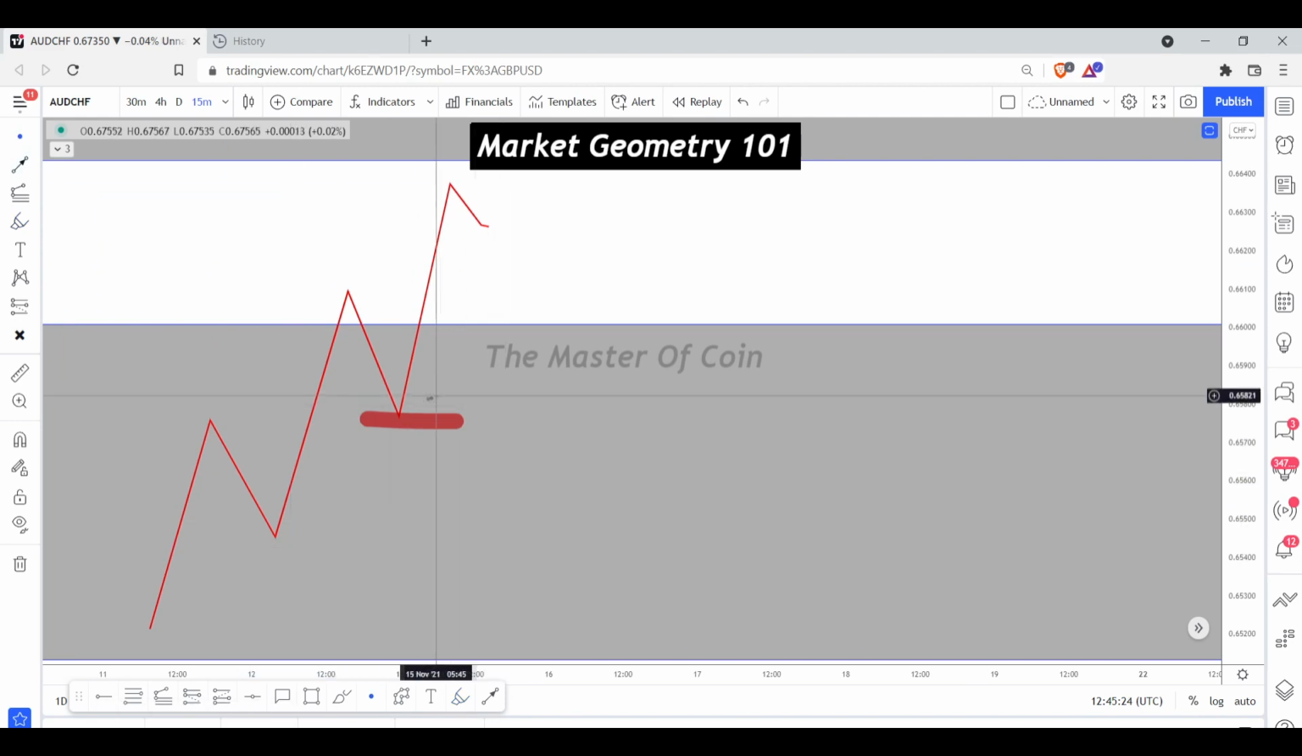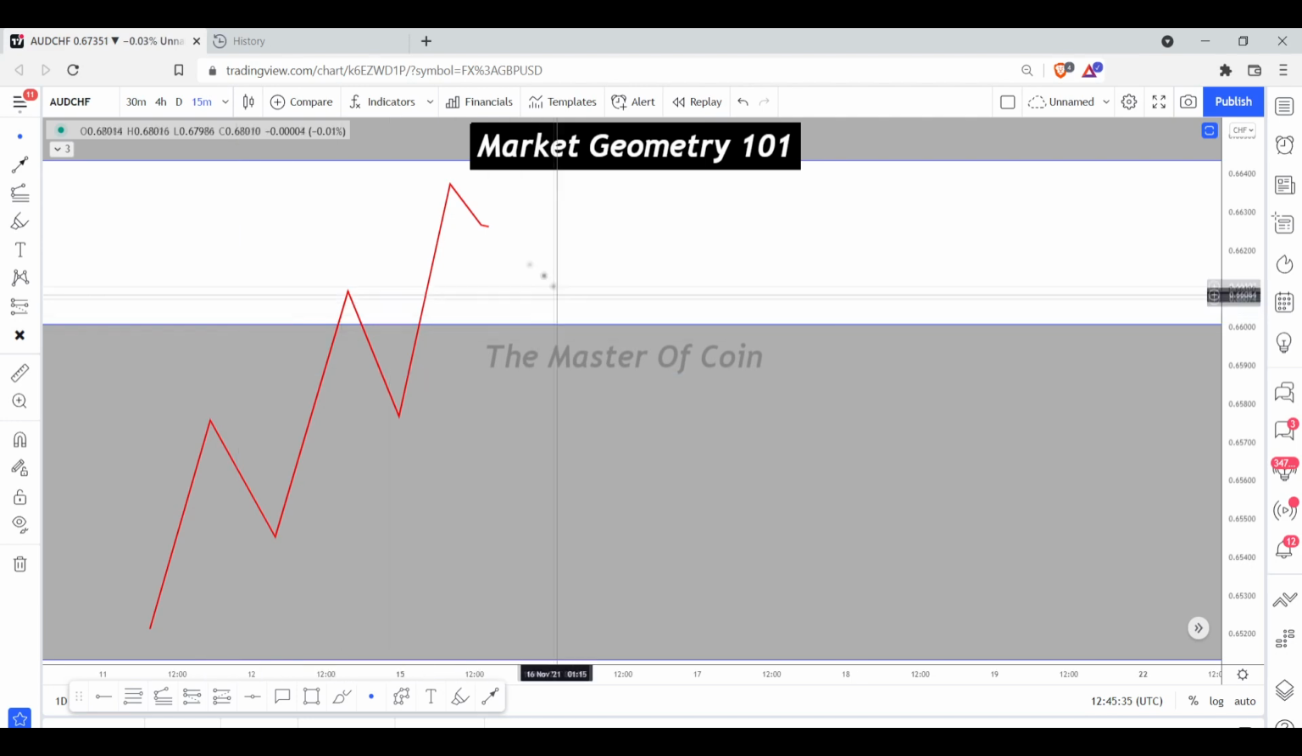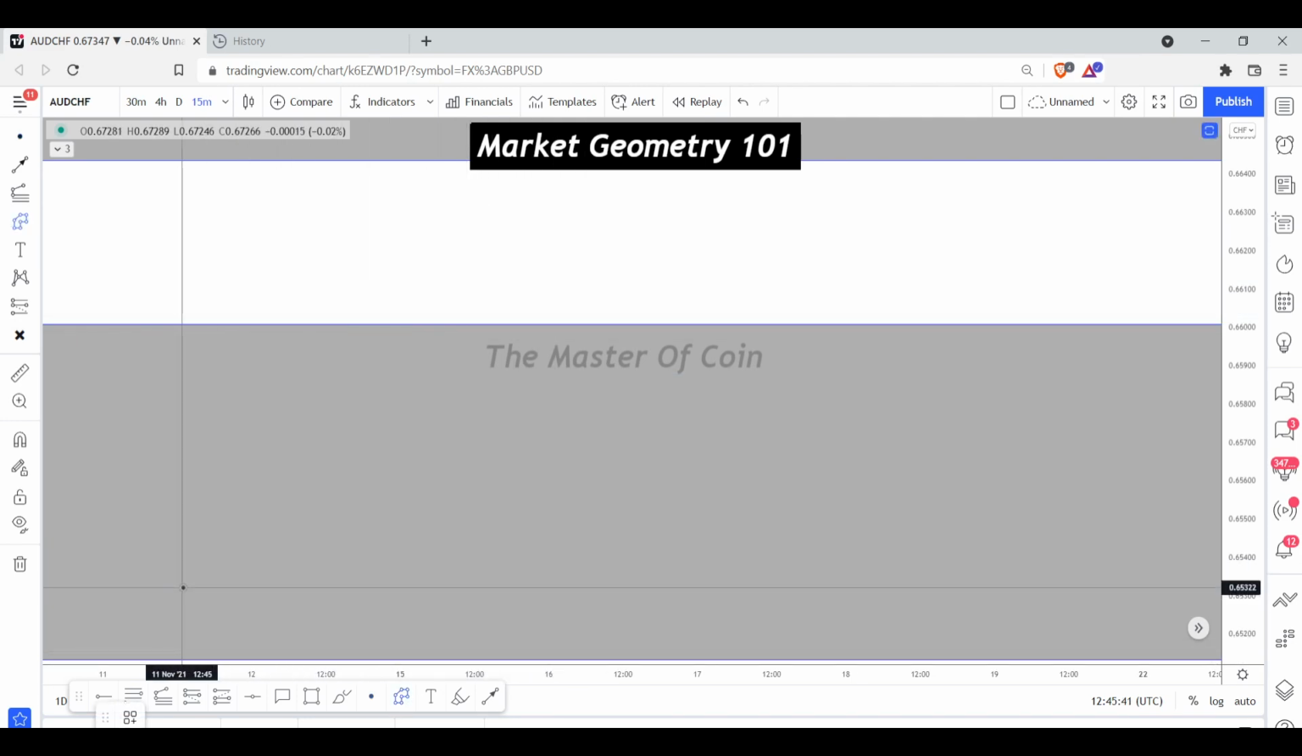What if, for example, you're on a weekly time frame and you're seeing an uptrend, but on the daily and 4-hour time frames you're seeing downtrends and uptrends, and you're confused? Again, market geometry is going to clear all of this up for you. In a nutshell, what market geometry speaks about is the fractal nature of the markets.